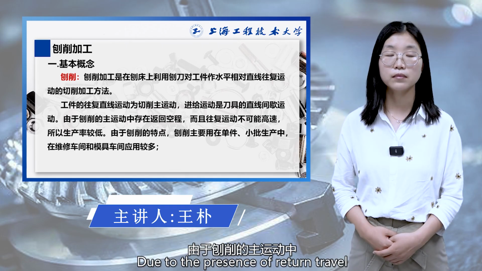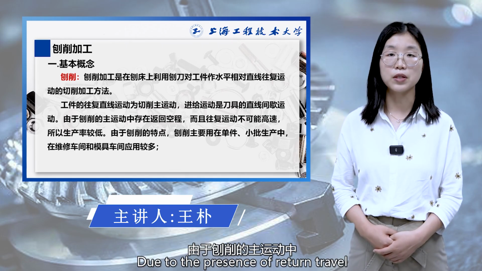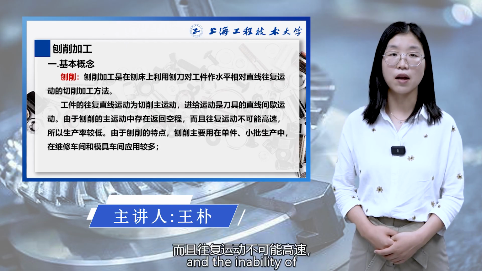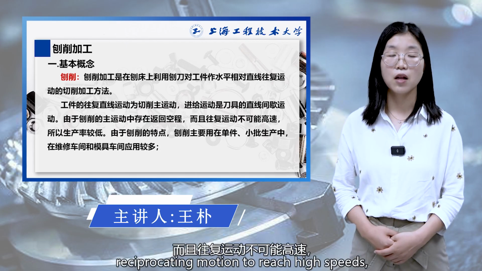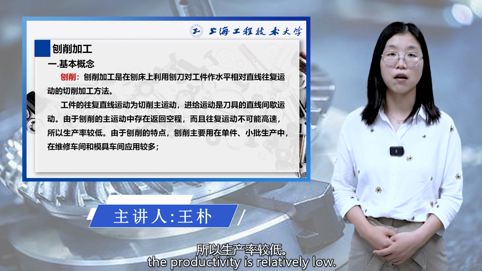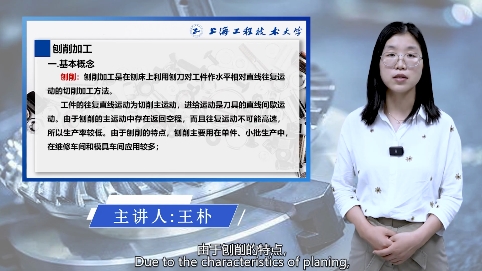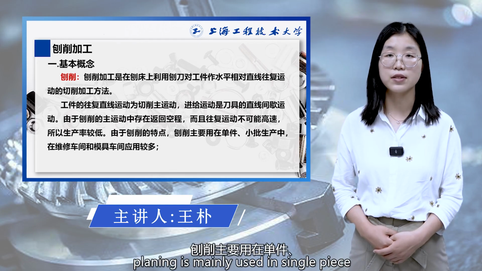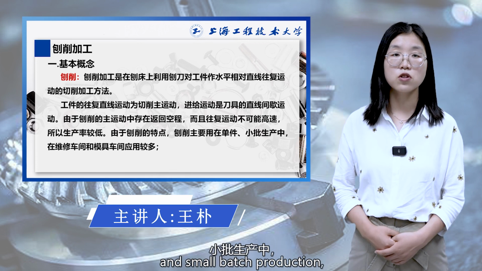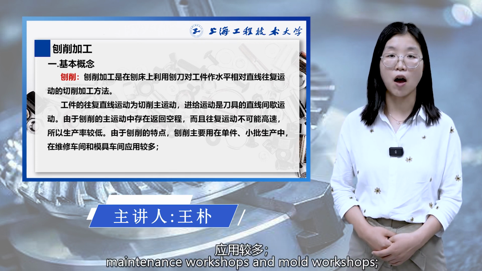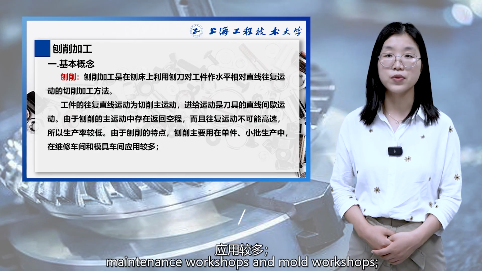Due to the presence of return travel in the main motion of planing, and the inability of reciprocating motion to reach high speeds, the productivity is relatively low. Due to these characteristics, planing is mainly used in single-piece and small batch production and is more commonly used in maintenance workshops and mold workshops.